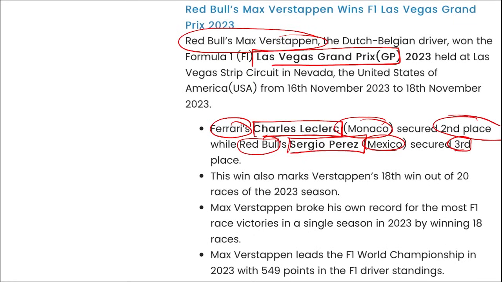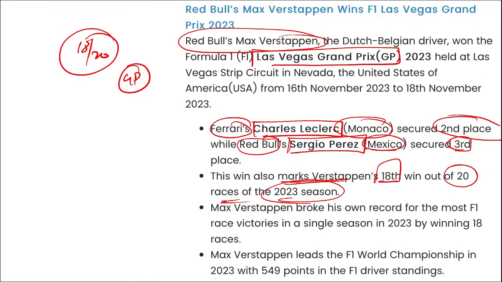Then this was the 18th victory for Max Verstappen in a particular season out of 20 races of this season. That means 18 out of 20 Grand Prix that were held in 2023 were won by Max Verstappen, and this is a record in itself.